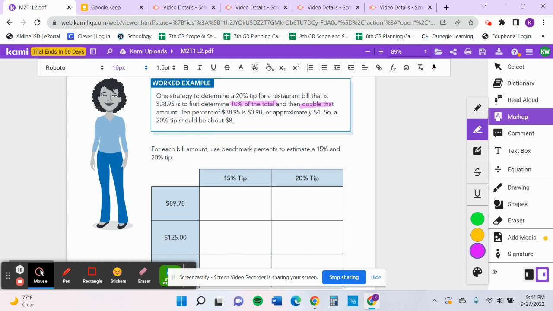Discuss or summarize with your neighbor. What did they do in the worked example? How did they use the benchmark percent to calculate the tip? Pause here and discuss that.